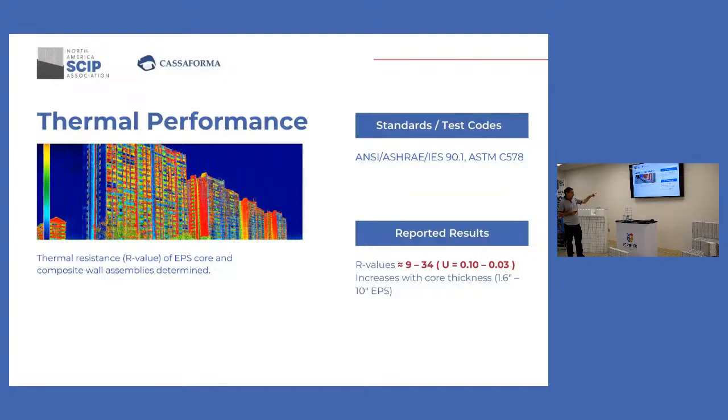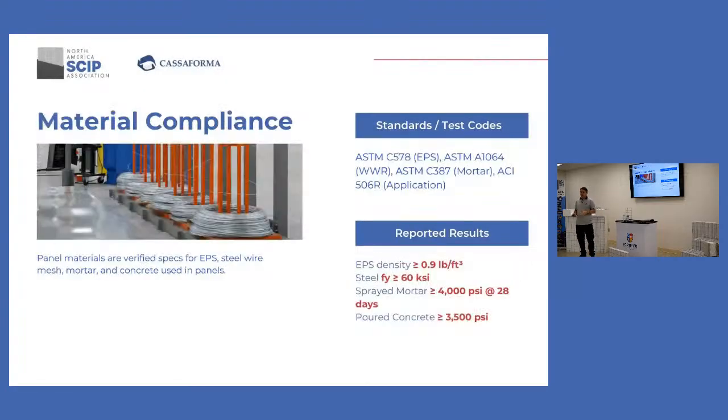Well, here is the data regarding the density of the EPS that I mentioned. The steel here is much better than the 60 KSI it says here; it's about 115 KSI mainly. That was left over from another document. The spray mortar, as we mentioned before, is 4,000 KSI, and the poured concrete is as it says.